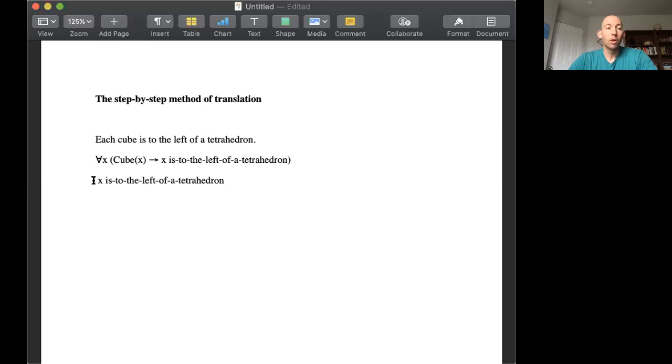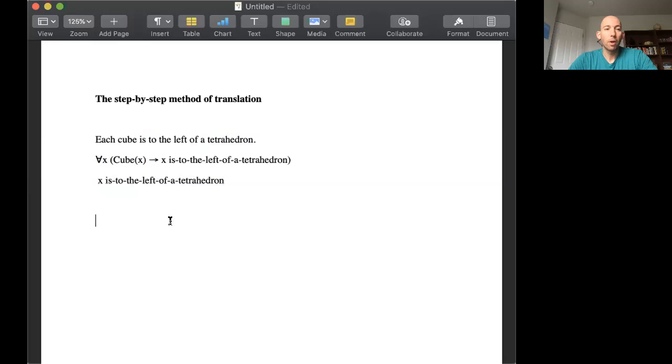Well, for starters, we're going to pretend that this instance of x is like a name. It's not actually a name. It's a variable, and it's going to have to be bound by a quantifier. If we look at the logical sentence up here, we'll see that this instance of x is in fact bound by this universal quantifier out front. But for the sake of thinking about how we would translate this verb phrase, x is to the left of a tetrahedron, let's just for the moment pretend that x is a name.